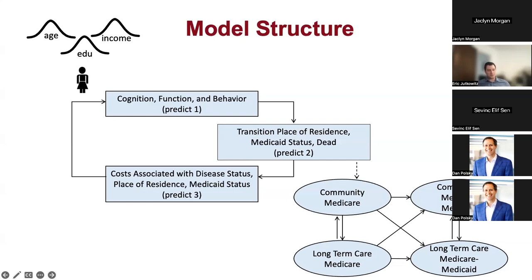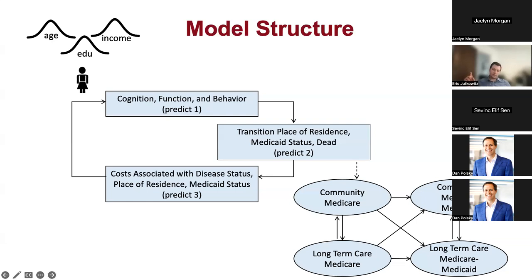The first set of predictions are around the individual's cognition, function, and behavior. And so at any given month from diagnosis to death, we predict their cognition, function, and behavior. We then use their personal characteristics, their clinical features to predict their risk, and whether or not these risks are realized, of transitioning from the community to nursing home, becoming enrolled in Medicaid, so a dual, and their risk of and whether or not they die in the month. And then we use these pieces of information to predict their costs associated with their disease, place of residence, and Medicaid status in a month.